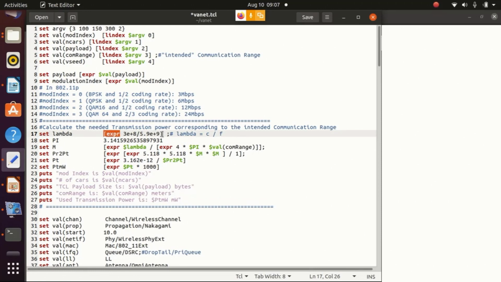Bracket expr, then here bracket close. In between you have to write the equation, whatever you want to solve. Then only it will solve. Similarly here, this is one equation, 4 into pi into r. So it is put into an expression. Again this is fed into this expression.